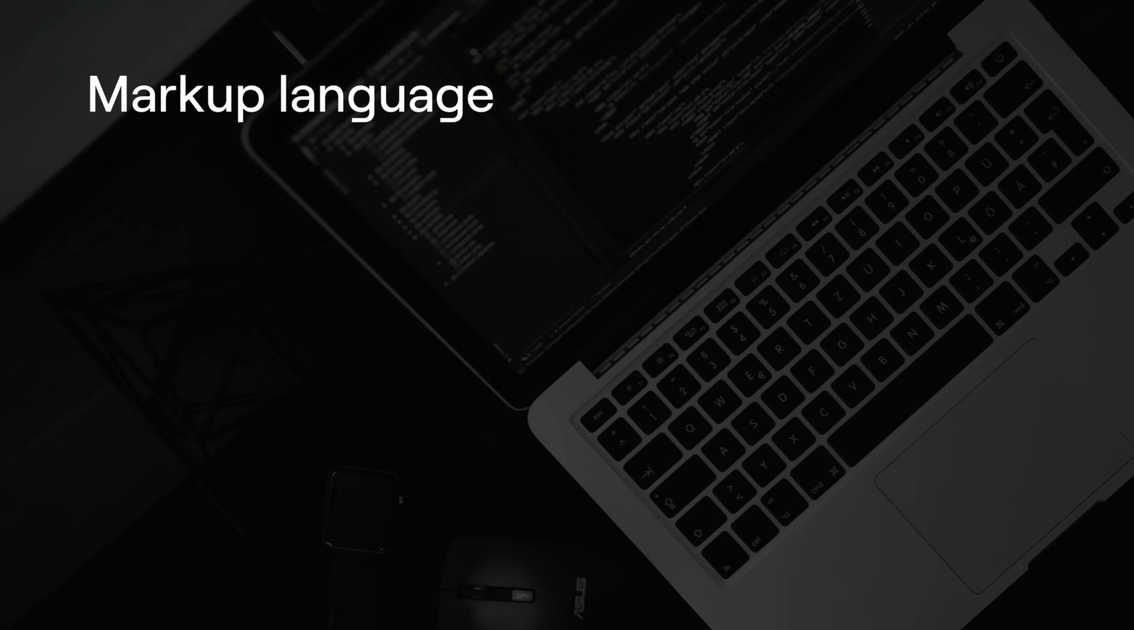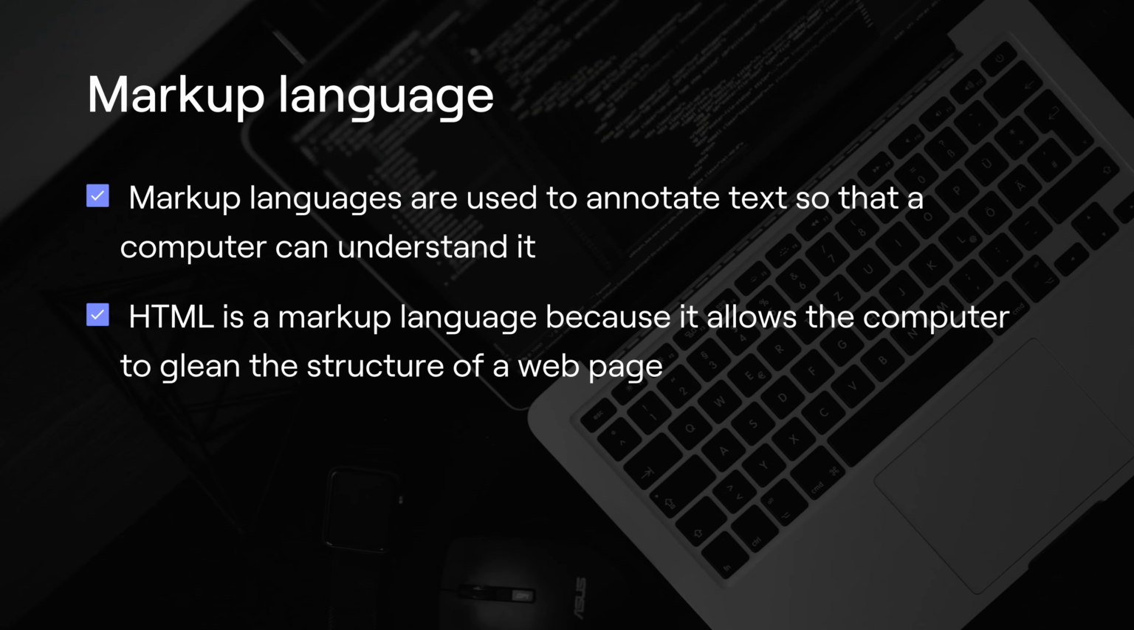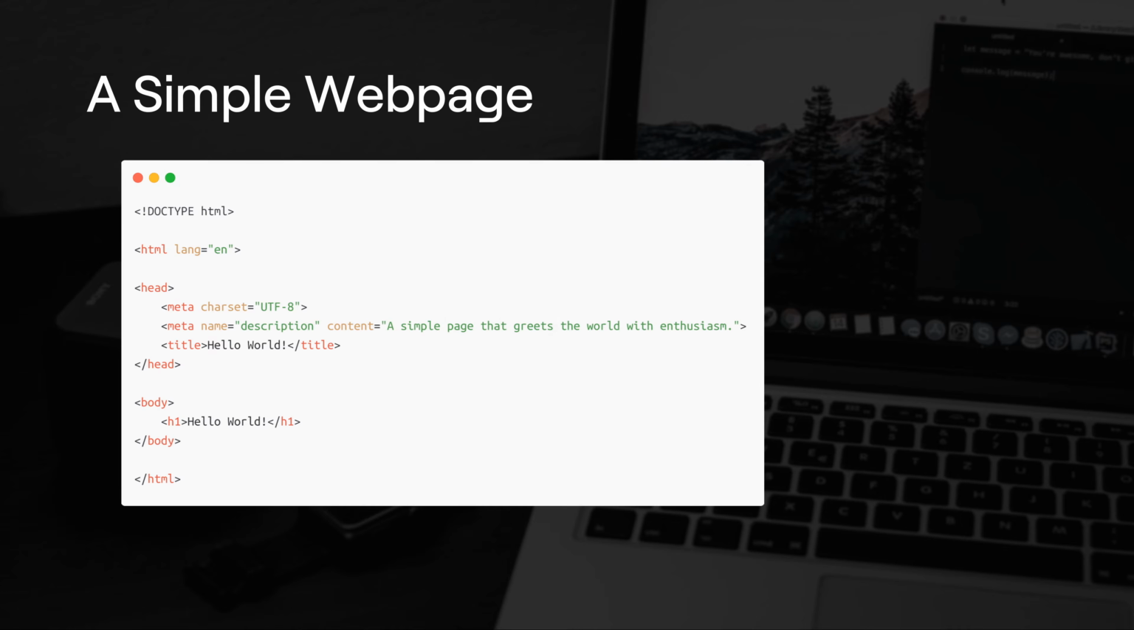HTML is a markup language. Markup languages are used to annotate text in some way so that a computer can understand it. And HTML is a markup language because the annotations that it uses allow the computer to glean the structure of a web page and understand sort of what elements go inside what other elements and how the hierarchy of the website appears. Here's a simple web page's HTML.